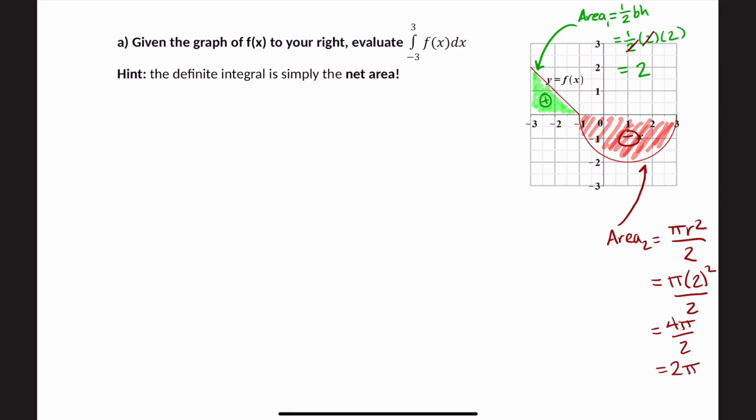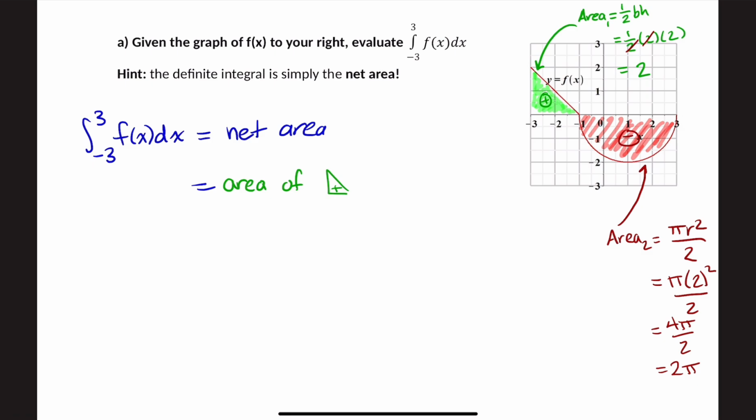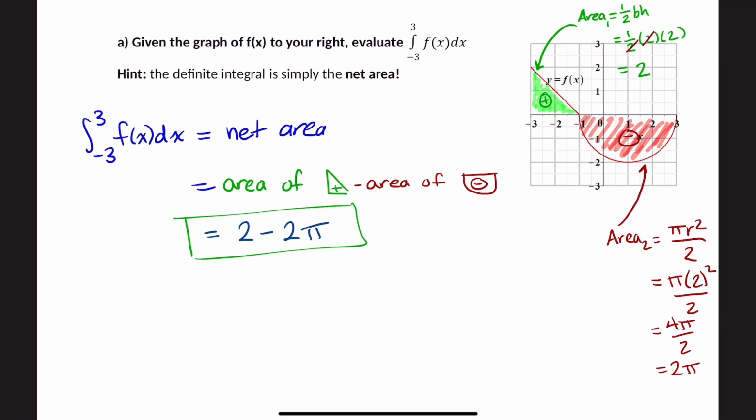Now we can go ahead and evaluate this definite integral. So we can say that the definite integral from -3 to 3 of f of x dx is just the net area, which is equal to the area of the triangle, and then subtracted by the area of the semicircle, which is below the x-axis. And so we said that the area of the triangle was 2, and then we're going to subtract by 2 pi. And so therefore, this would be your final answer.